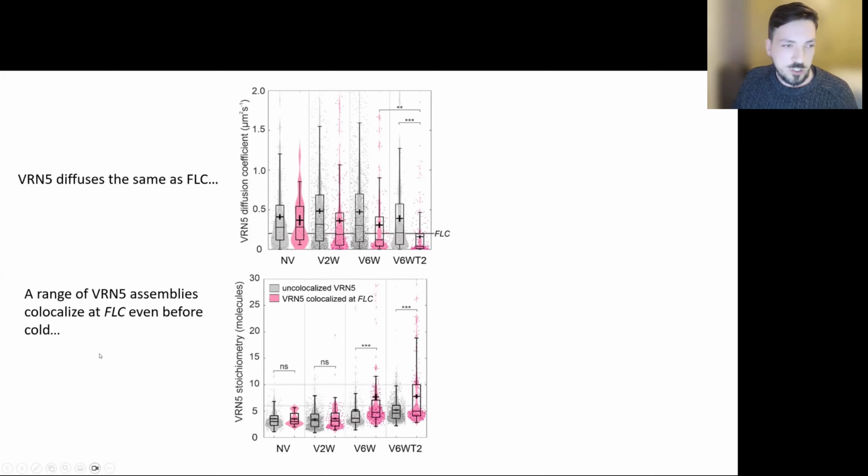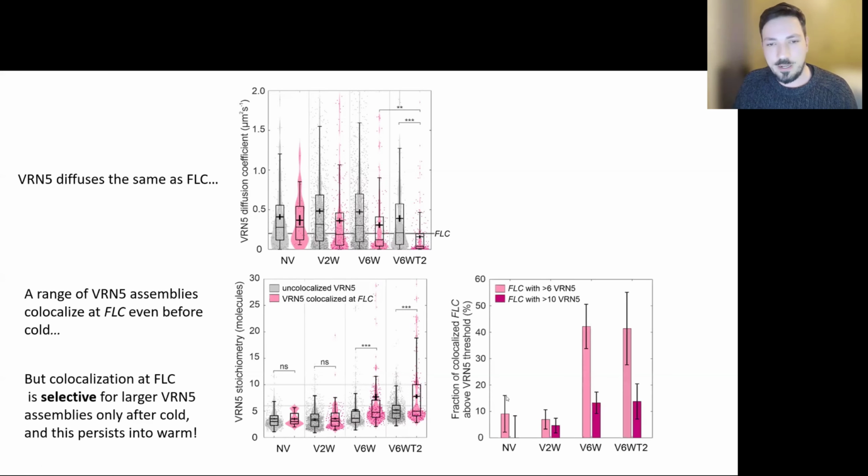But as I mentioned, we can count the Vern5 molecules. And what's really interesting about this is that Vern5 does co-localize to FLC even before cold, but after cold and during and after cold, which indicates a persistence of memory over several weeks, so several cell replication cycles, you can actually see the localization of Vern5 at a higher number of molecules per assembly. So larger assemblies of VERN5 above the predicted threshold are localizing at the gene during the time when I expect it to be silenced and maintained in a silencing state. And we can quantify the percentage of those when we take different thresholds.